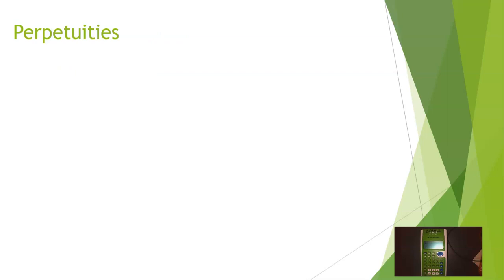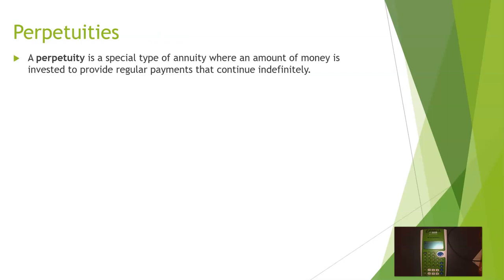So what is a perpetuity? It's a special kind of annuity where the amount of money invested provides regular payments that continue on forever. So unlike a normal annuity where our balance will increase for a particular period of time or we take out payments for a particular period of time, a perpetuity continues forever. Scholarships and bursaries are examples of this.